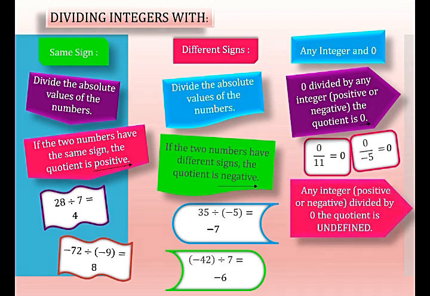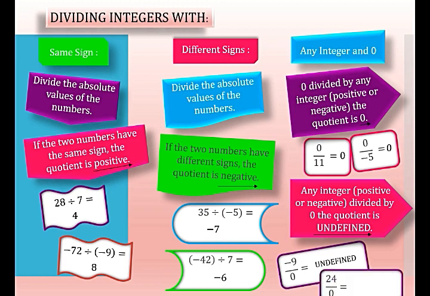Next, any integer, positive or negative, divided by 0, the quotient is undefined. In this case, 0 appears in the denominator. So negative 9 divided by 0 is undefined. 24 divided by 0 is undefined.